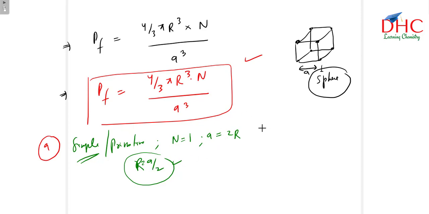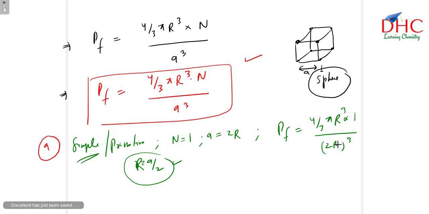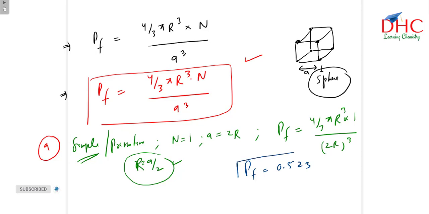Once you put the value here, you will get packing fraction equal to 4 by 3 pi r cube into 1 divided by, इसका आप लिखेंगे 2r का whole cube. So once you solve it and remove r cube, you find that packing fraction will be equal to 0.523 और ये आपका packing fraction निकला. परसेंटेज ऑक्यूपेंसी निकलेगी आपको. परसेंटेज ऑक्यूपेंसी कितनी होगी फिर?